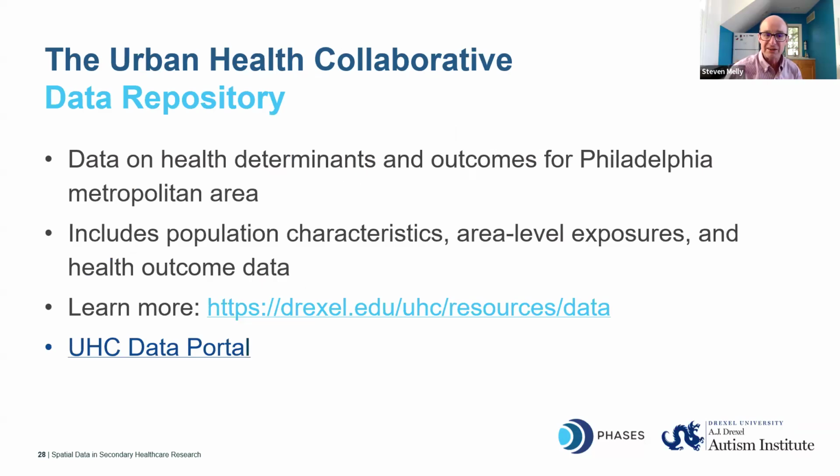So at the Urban Health Collaborative, we have a bunch of data that we've compiled. A lot is focused on the Philadelphia metropolitan area, but a lot of it's contiguous, US-wide. And then a subset of that is actually available online in this UHC data portal. You do have to sign up to get access to it, but that's an easy step. The last link is a way to get to the sign up of that.